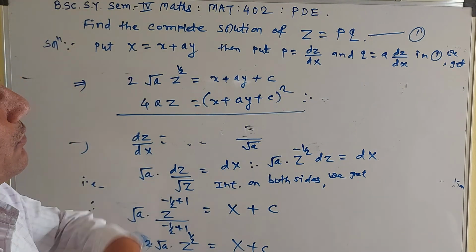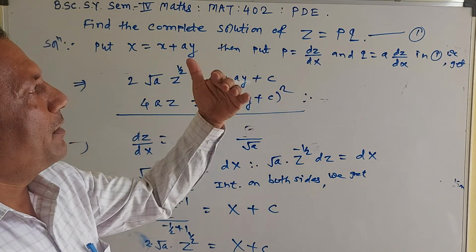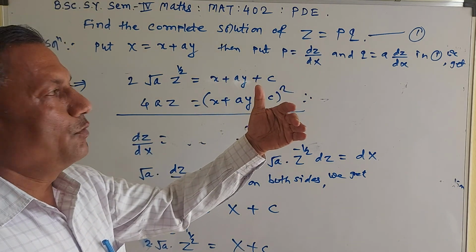In this way, you can solve more examples if the equation is of the form f of z, p, q is equal to 0.